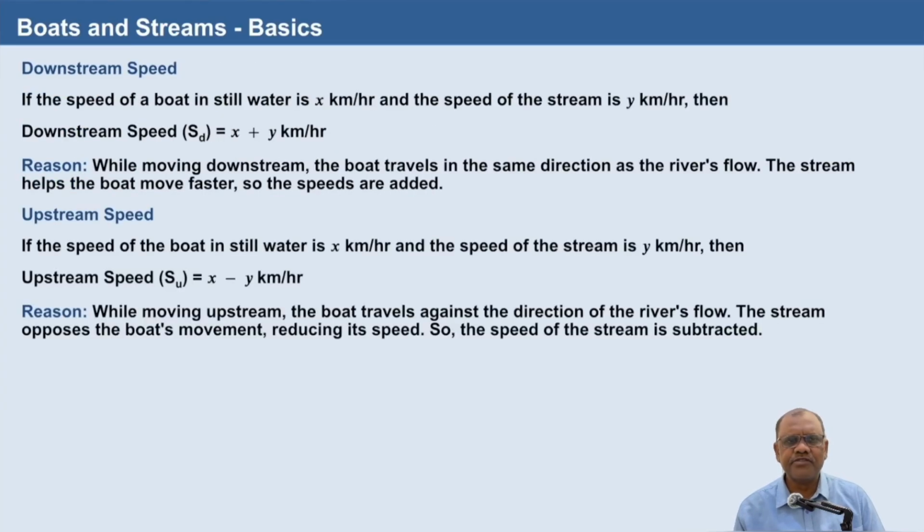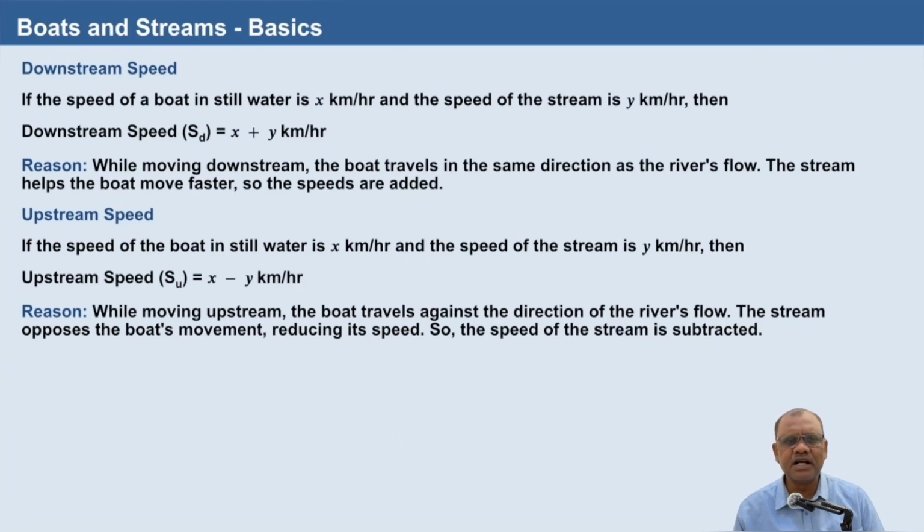Downstream speed: if the speed of a boat in still water is x kilometers per hour and the speed of the stream is y kilometers per hour, then downstream speed is equal to x plus y kilometers per hour. So we add the speed of the boat in still water and the speed of the stream. That gives the downstream speed, S_D. Reason: while moving downstream, the boat travels in the same direction as the river's flow, so the stream helps the boat move faster. So the speeds are added.